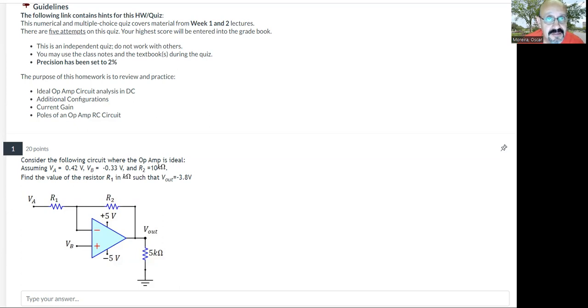First part, we have the purpose of this homework: review just a few problems in different configurations, assuming in most cases, not in all of them, that the amplifier is ideal. So over here, we have problem number 1.